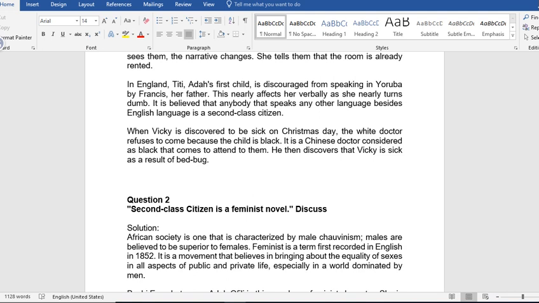When Vicky is discovered to be sick on Christmas Day, the white doctor refuses to come because the child is black. It is a Chinese doctor, considered as black, that comes to attend to them. He then discovers that Vicky is sick as a result of bedbugs.